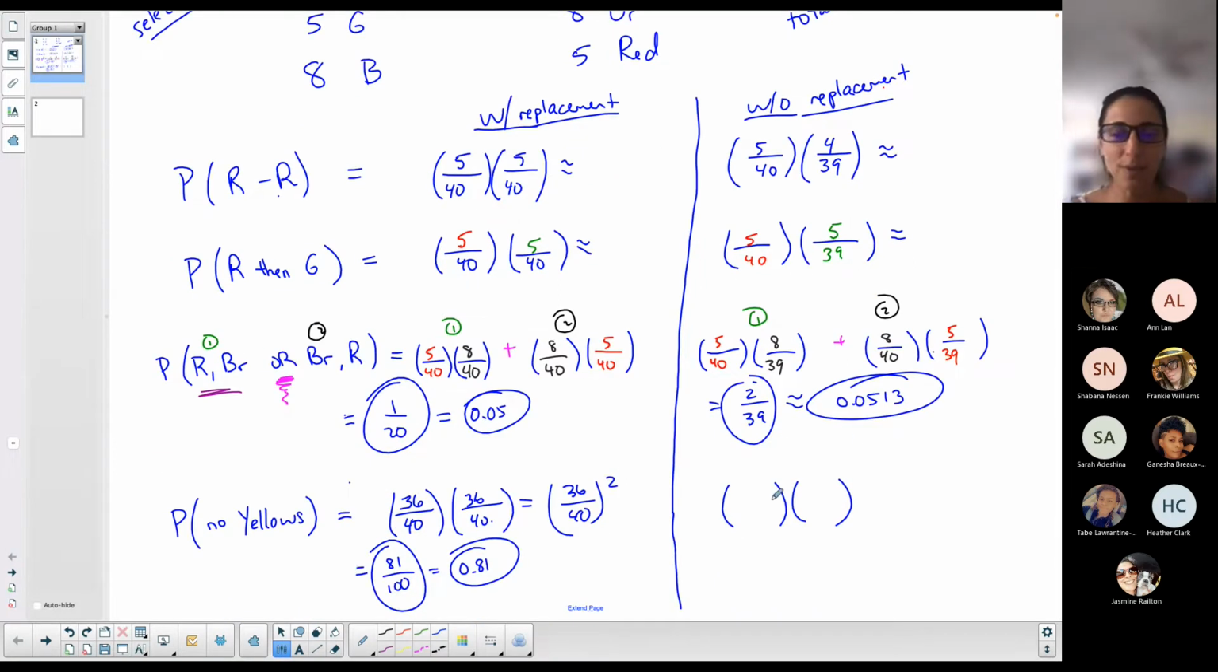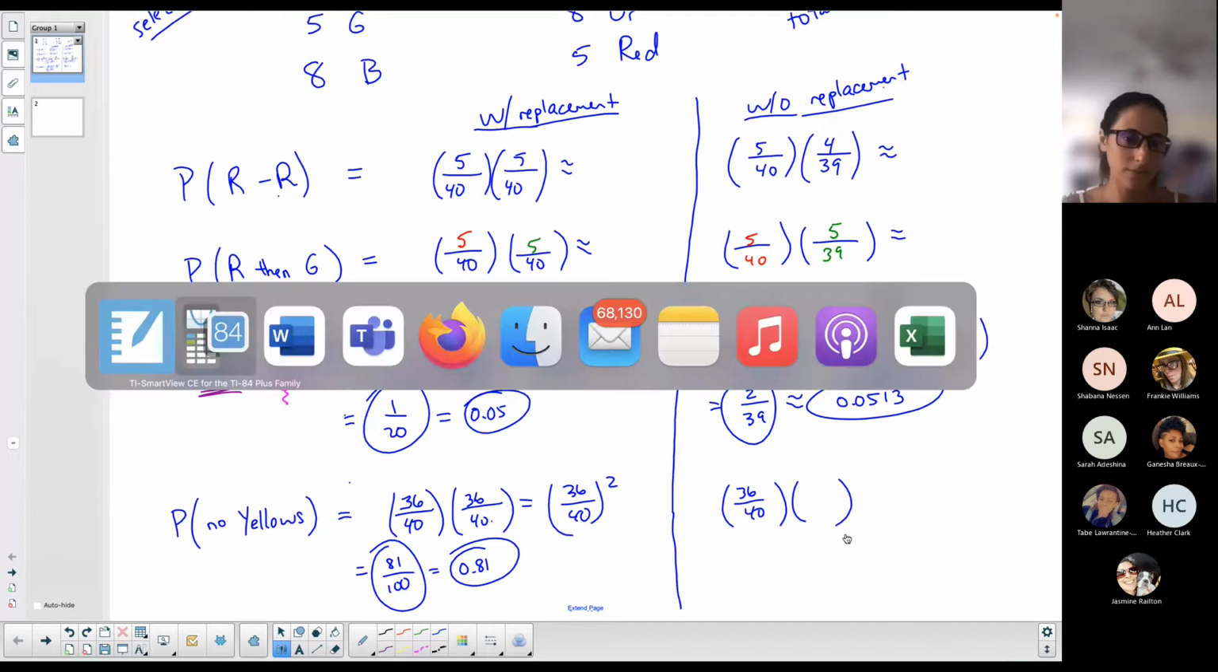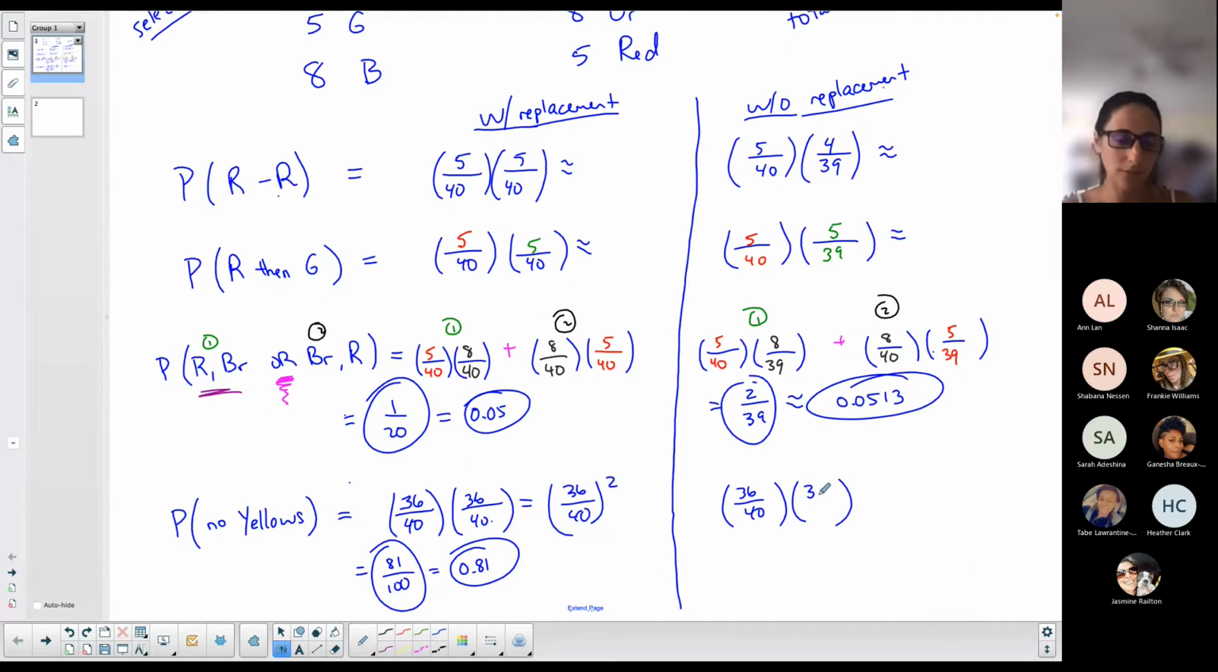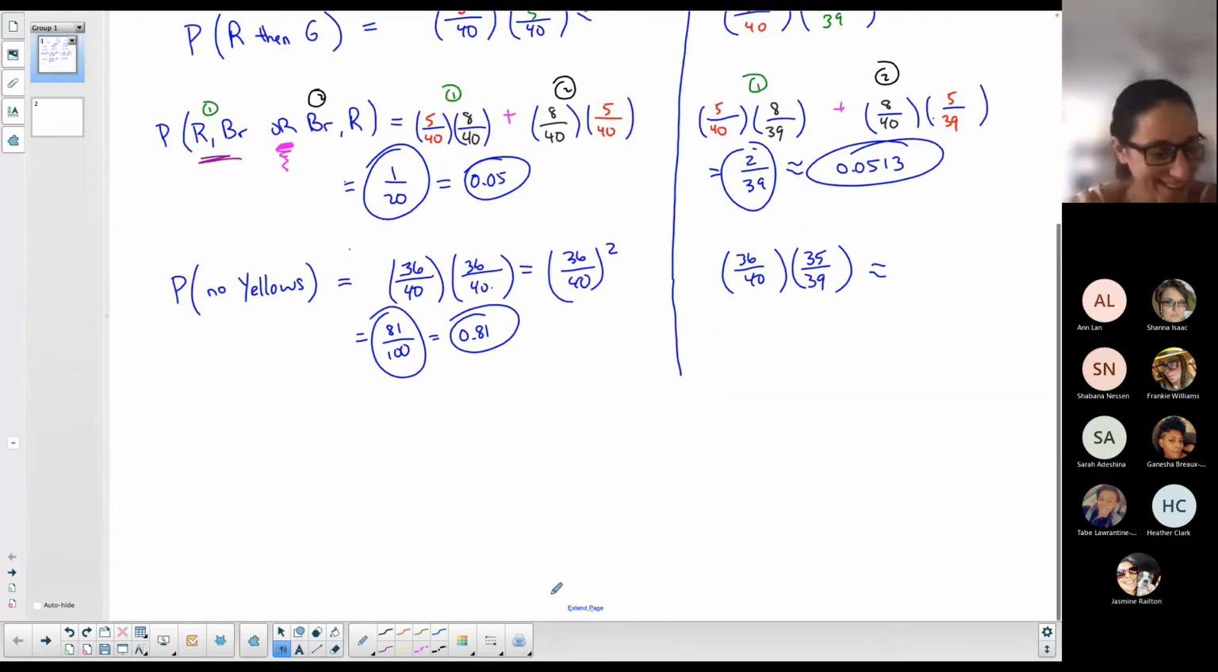But what happens if I'm not replacing it? The first one is 34 out of 40. What's the second one? 34 out of 39? Well, yes and no. I do have 39 on the bottom, but I did eat the non-yellow. So 33, because you're not putting it back. I ate the non-yellow because I like non-yellow, let's say, right? So, yeah. Does that make sense? So far, so good.